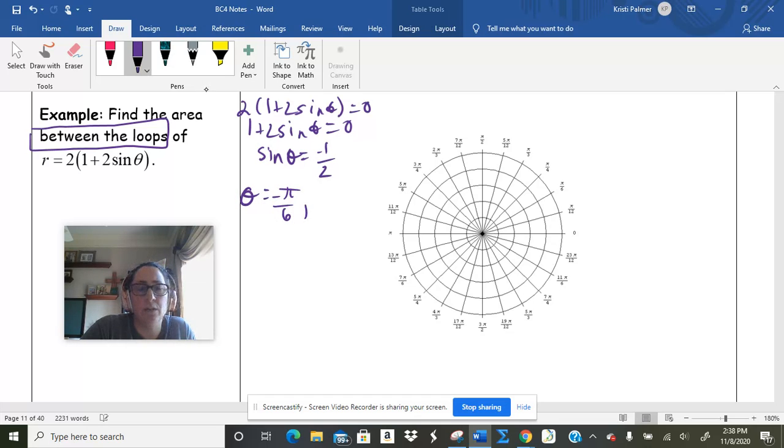So there's different ways that we could see where sine of theta is negative 1/2. I just like to say negative pi over 6, right here, but that's the same as saying 11 pi over 6. It's kind of up to you. And then again at 7 pi over 6.